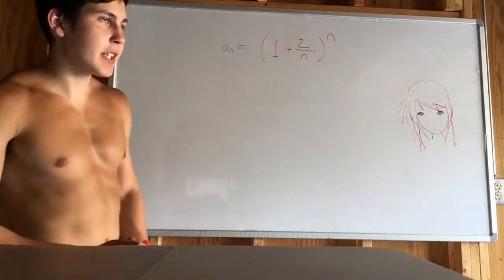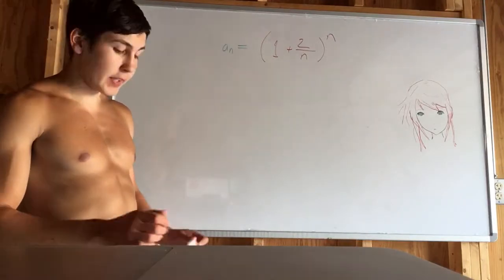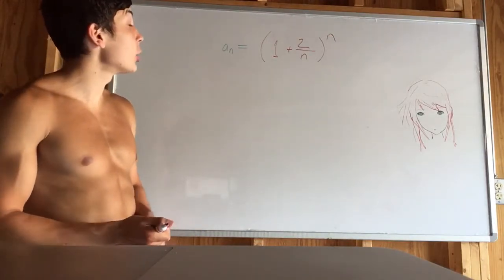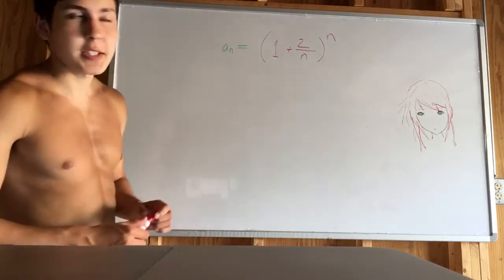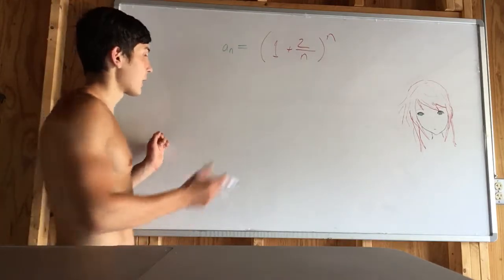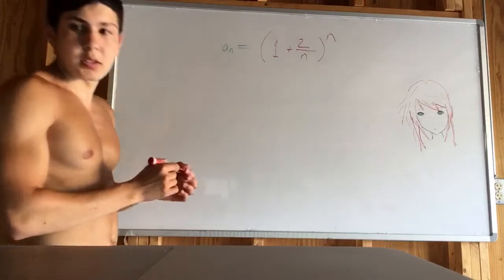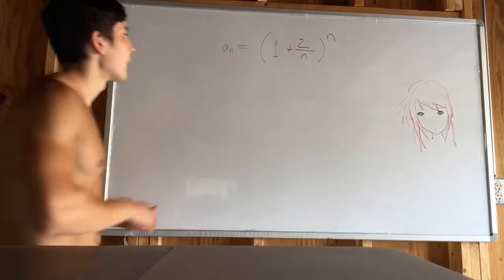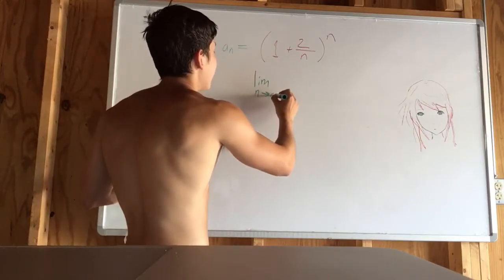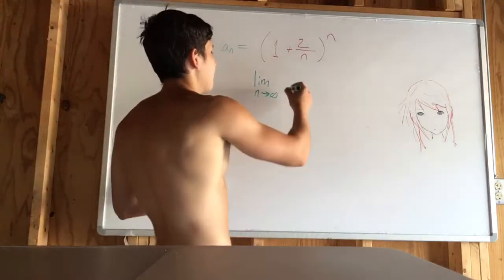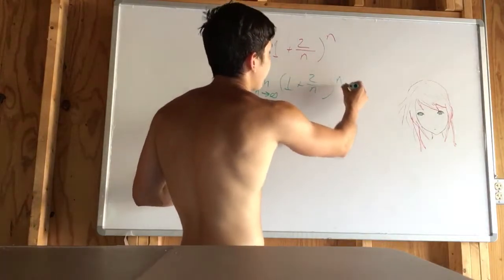Okay, we're going to find out if this sequence converges or diverges. We have the limit as n approaches infinity of (1 + 2/n)^n. So it's the limit as n approaches infinity, because that's how we find out if this converges or diverges. The limit as n approaches infinity of this thing is how we find out if it actually converges or diverges.